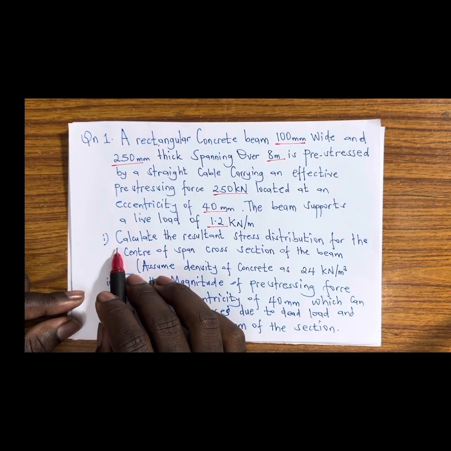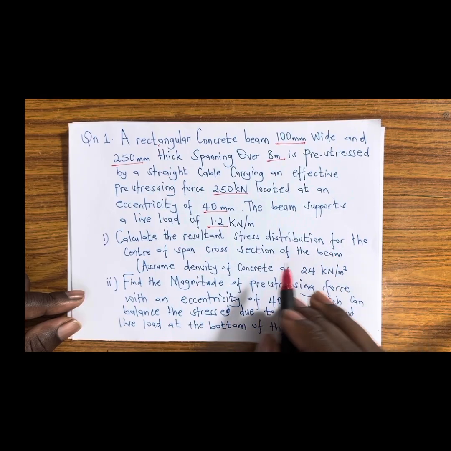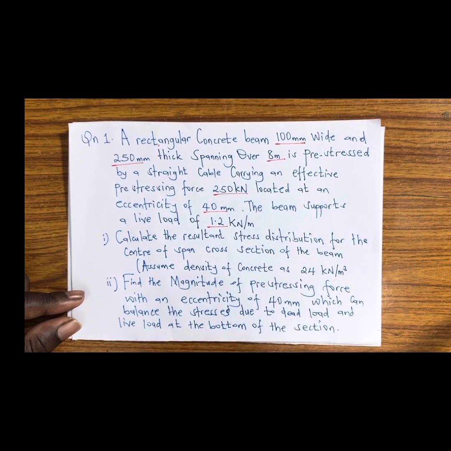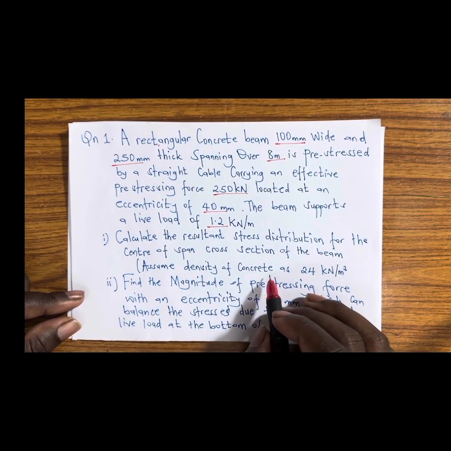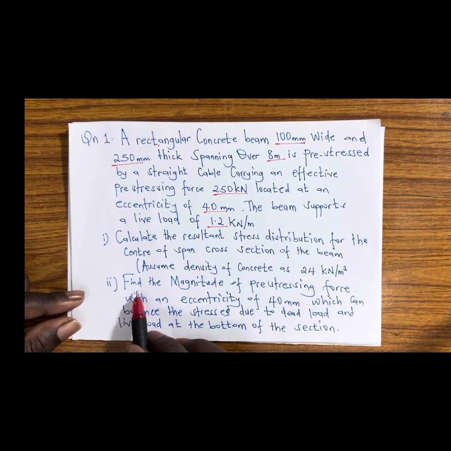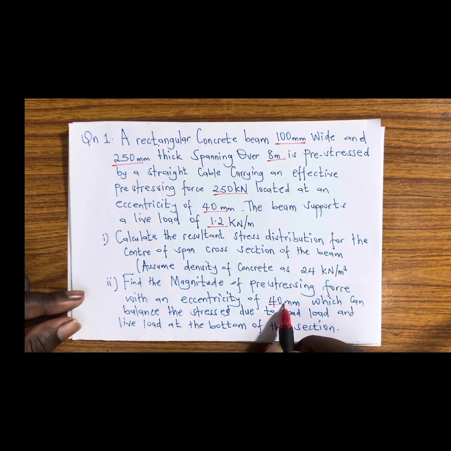The first question says we have to calculate the resultant stress distribution for the center of span cross section of the beam, assuming that the density of the concrete is given to be 24 kilonewton per meter cube. And we need also to find the magnitude of the pre-stressing force with an eccentricity of 40 mm, which can balance the stresses due to dead load and live load at the bottom of the section.